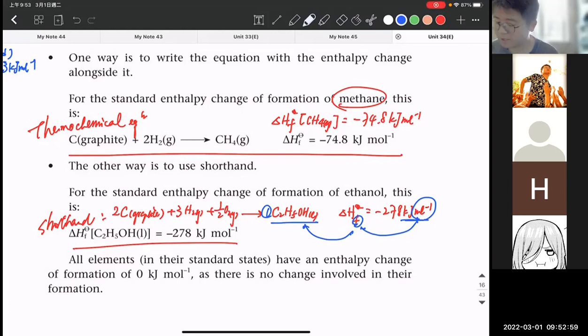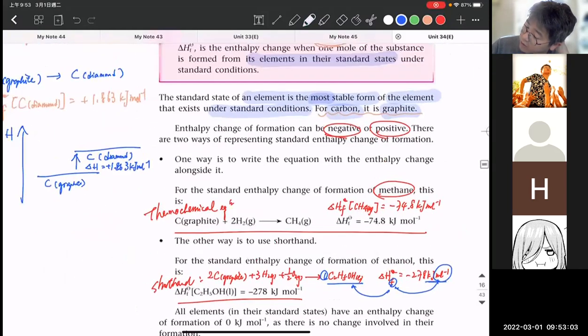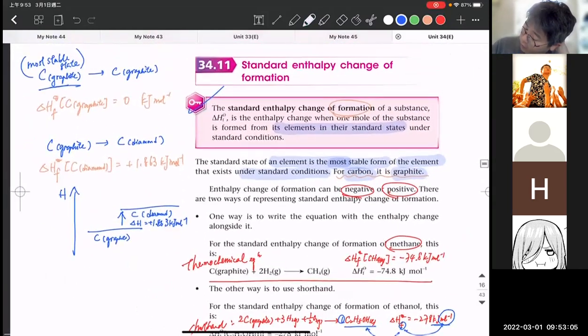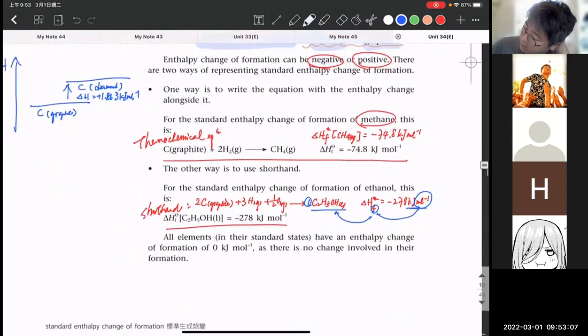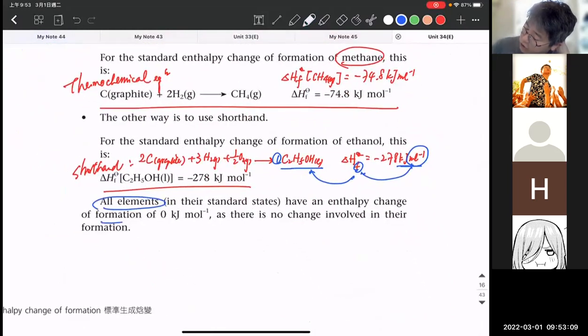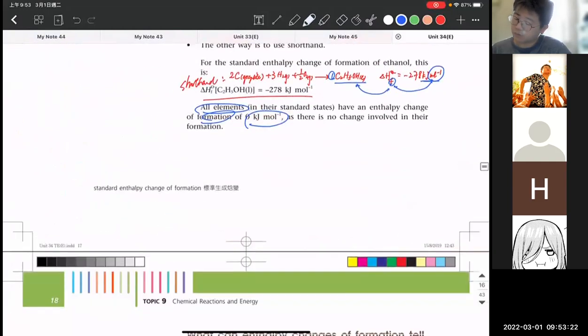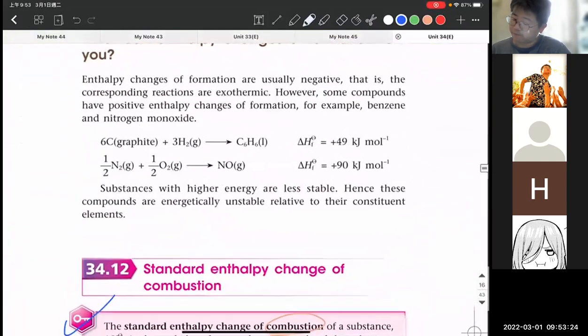So if we bring to our concern why we say that C graphite is 0, right? Because for all elements, their standard enthalpy change of formation is just no change in the formation. So the delta H value for all elements in their standard state is 0 kilojoule per mole. Do you understand?